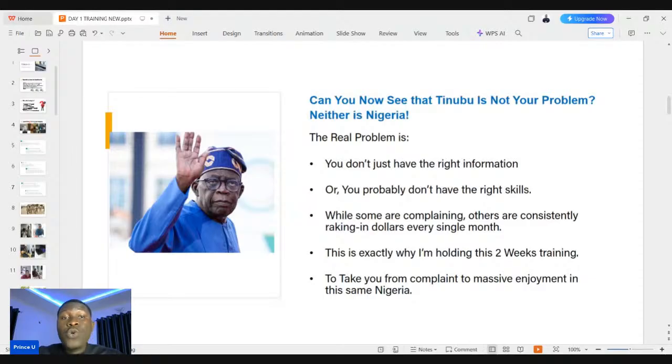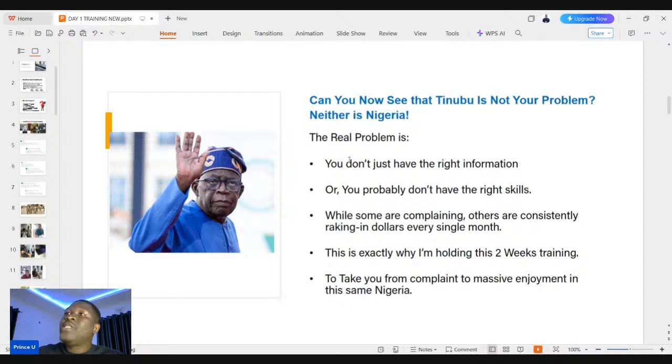So if you must change your life, your status, your capacity and all of that, you must first agree that your problem is not the country. The country is part of the problem, but it's not really the problem. The real problem is that you don't have the right information. People don't have it.